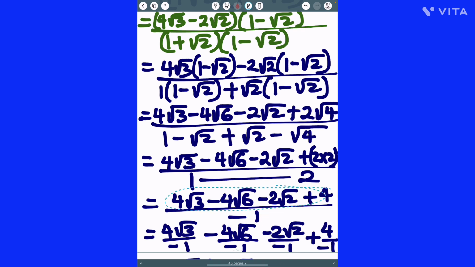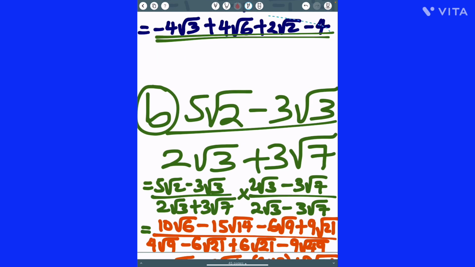So that gives me minus 1. I should check the numerator side to see if there are similar surds. This one is in root 3. This is in root 6. This is in root 2. This doesn't even have a root or surd beside it. So none of this is similar. I cannot add or subtract. I'll have to leave them like that. But I can separate the division. 4 root 3 divided by minus 1 separately. Minus 4 root 6 divided by minus 1 separately also. Minus 2 root 2 divided by minus 1 separately. Then plus 4 over minus 1 separately. That gives me my final answer.